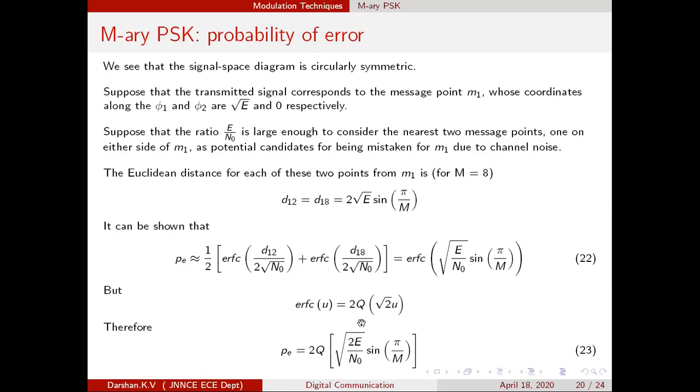But some of the evaluators are not going to use the error function. Instead, they are going to use the Q function. So the equivalent relationship between the error function and the Q function has been written, and equation 22 has been modified to equation 23. So either you can use this or this. In the exam, it is better to write both of them.